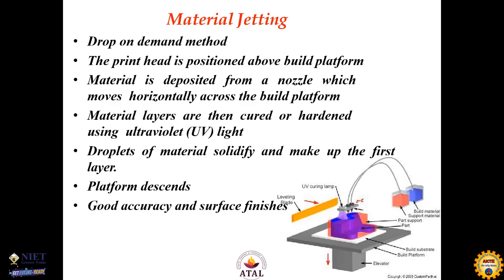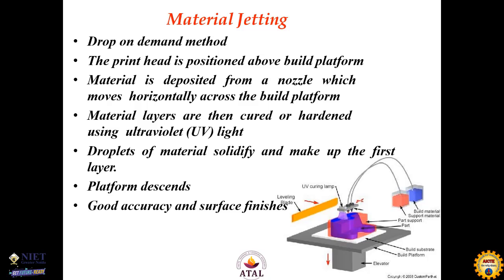Material jetting is basically a drop on demand method. The print head is positioned above the build platform. Material is deposited from a nozzle which moves horizontally across the build platform. Material layers are then cured or hardened using ultraviolet light. There is a difference between this FDM technology and this material jetting technology.